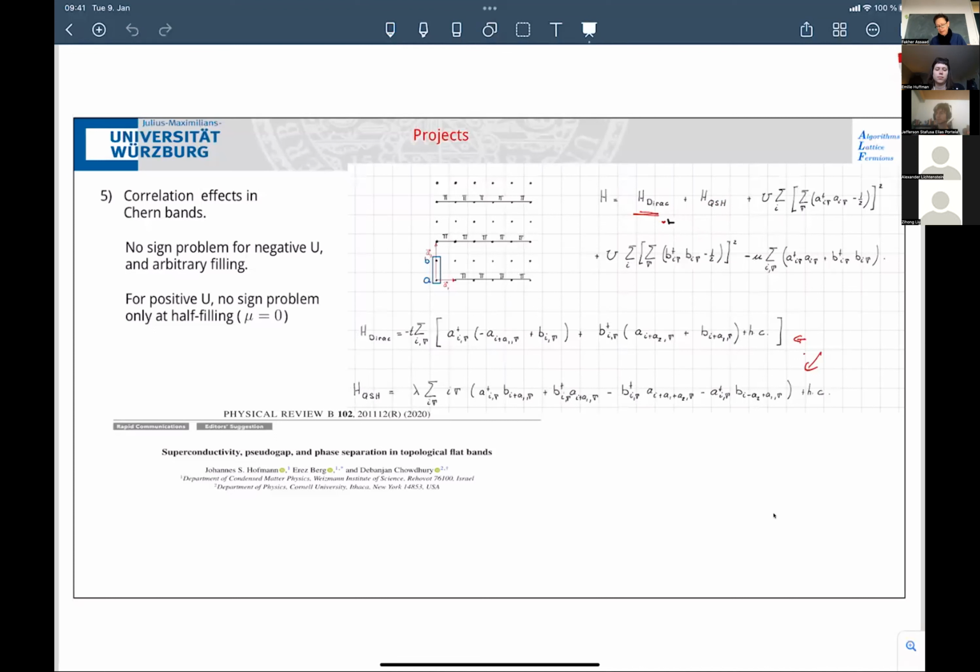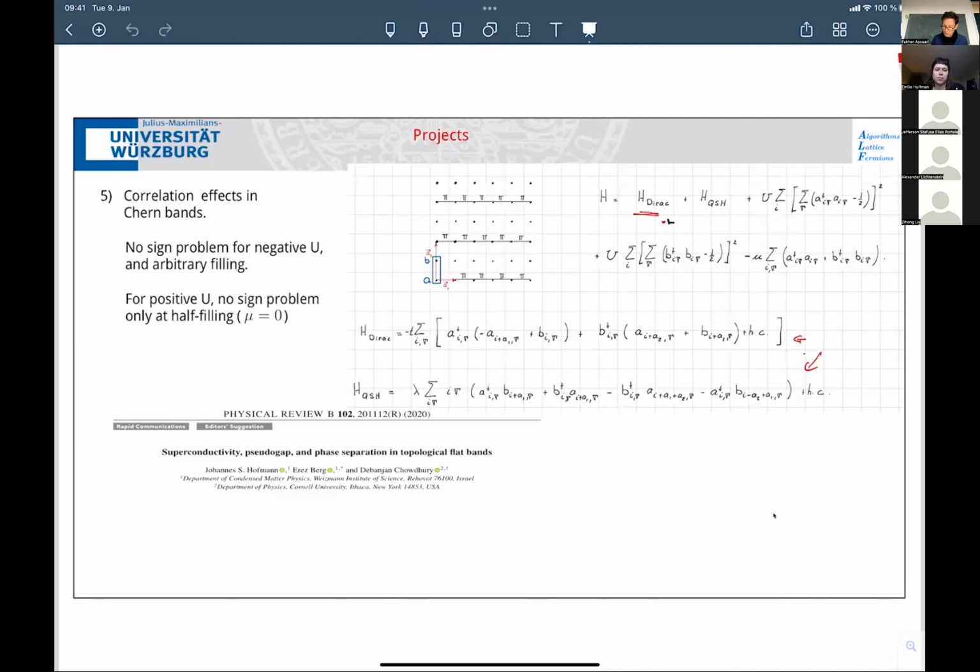You can dope it, and you can ask the question, which I think Johannes asked himself rather recently: what happens to superconductivity in a topological band? He had topological flat bands. This is not yet a topological flat band, but it's a topological band. You will have no sign problem if you add an attractive U on the A's and on the B's.